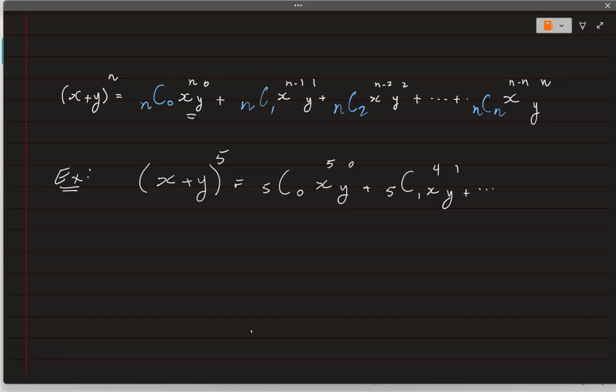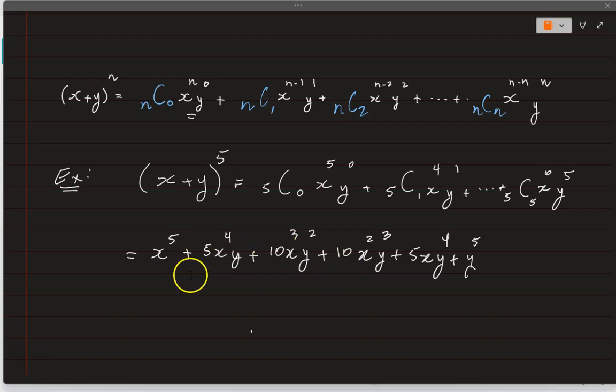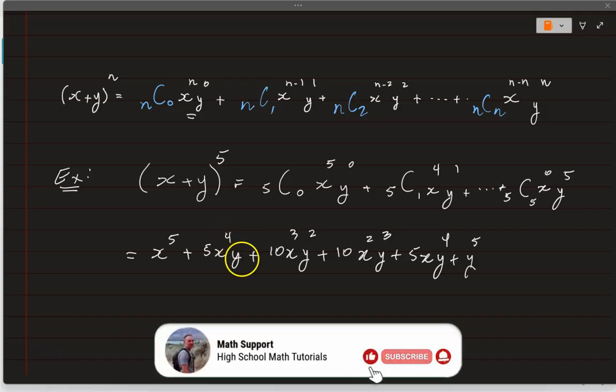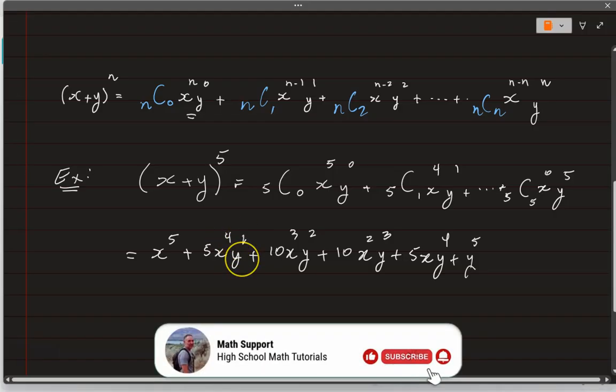And at the very end, you get 5 choose 5, x^0, y^5, okay? When you expand all of this, you will end up getting this expanded form. And notice x^5, and you get 5x^4 y. Remember, 1 is right here, that's y^1, and that's why it never exceeds the exponent of 5.